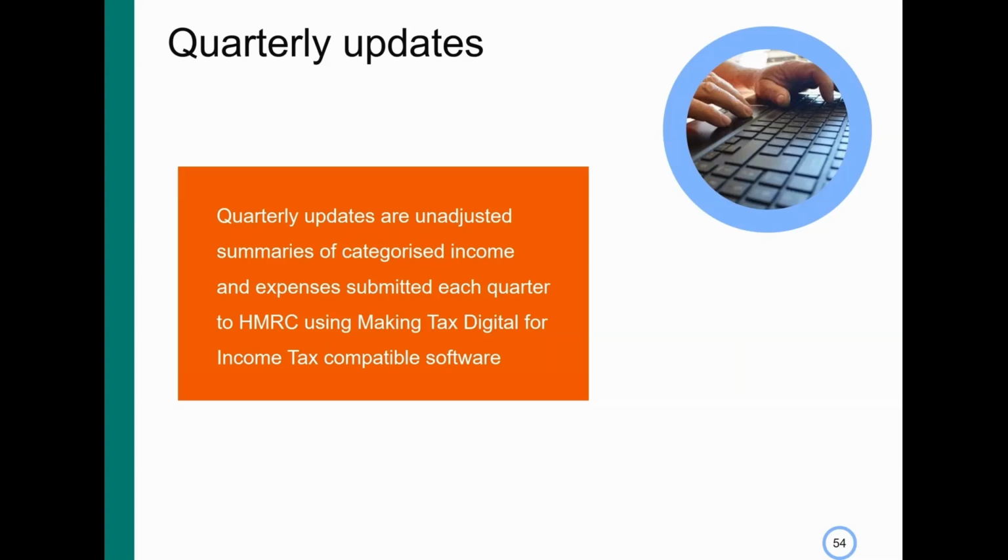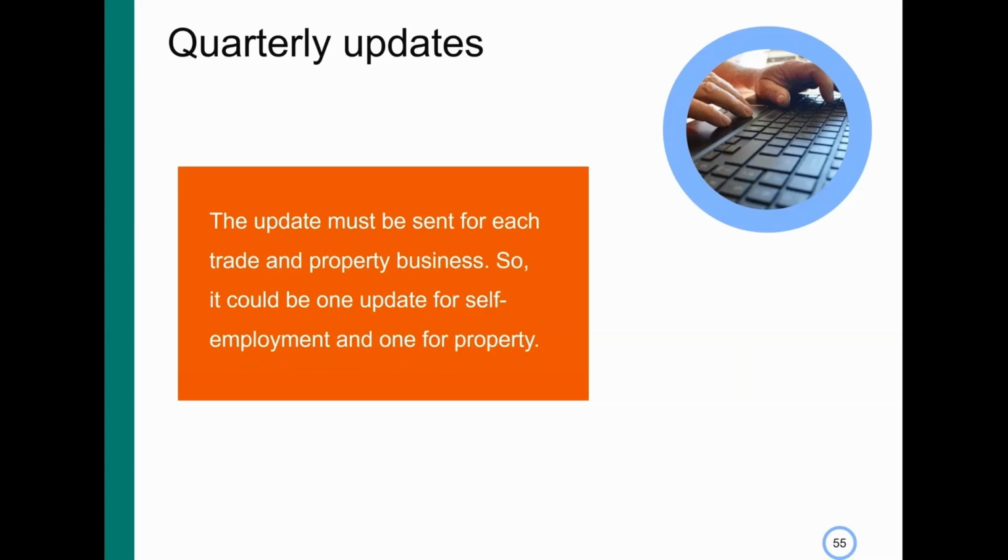Quarterly updates are unadjusted summaries of categorized income and expenses submitted each quarter to HMRC using Making Tax Digital for Income Tax compatible software. They are not tax returns. You are not required to make any accounting or tax adjustments before sending an update. There is no payment required with the quarterly update. The update must be sent for each trade and property business. So it could be one update for self-employment and one for property.